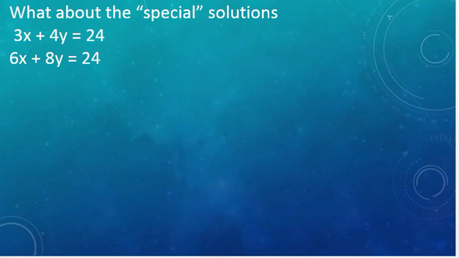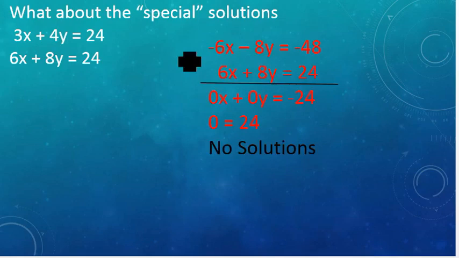And the next problem is 3x plus 4y equals 24 and 6x plus 8y equals 24. Please pause your video and solve this problem. You should have 0 equals negative 24, excuse me, 24, which would be no solution. So anytime you have two different things on your equality sign, that means you have no solution.